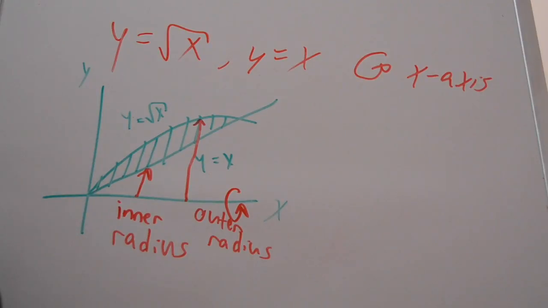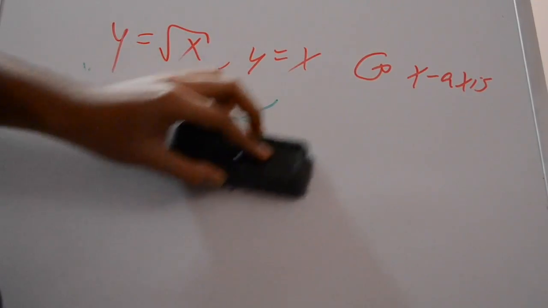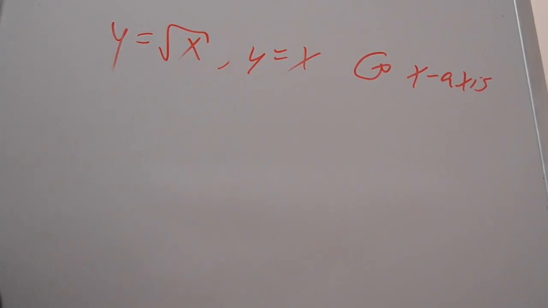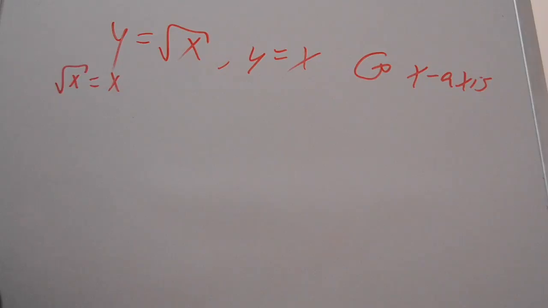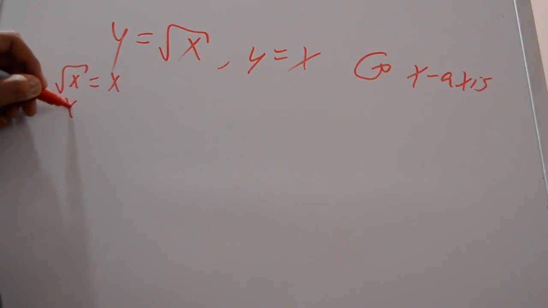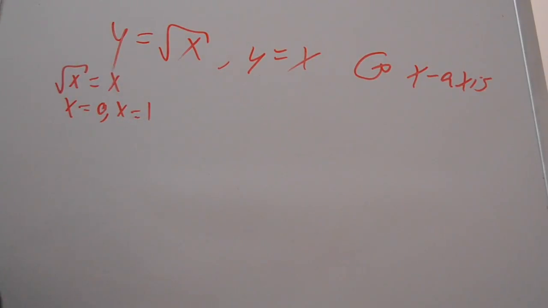So I'm going to erase the graph here. Since we already know the outer and inner radiuses, first we have to set them equal to one another. So we'll do square root of x equals x to get our limits of integration, to see wherever they intersect each other. So we're going to get x equal to 0 and x equal to 1. I'll let you do those calculations on your own. That's when they're equal to one another, and that's why we have our limits that way.